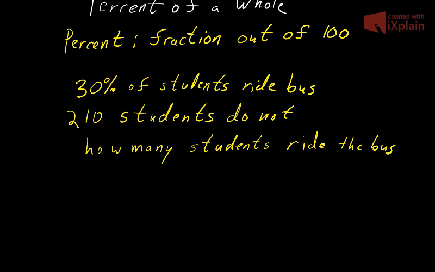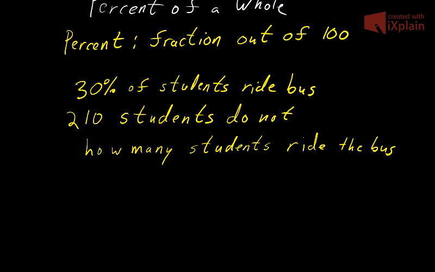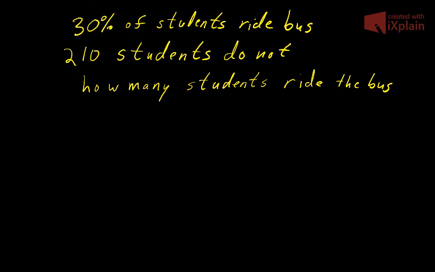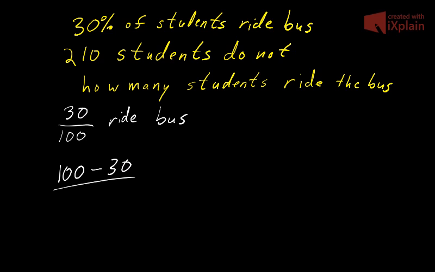And we know that 30% of students ride the bus, but we don't know the total. And we know the exact number of students that don't. But the good news is that percents are always out of 100. So that means that 30 out of 100 students ride the bus. But if 30 out of 100 ride it, we can say that 100 minus 30 out of 100 do not ride the bus.